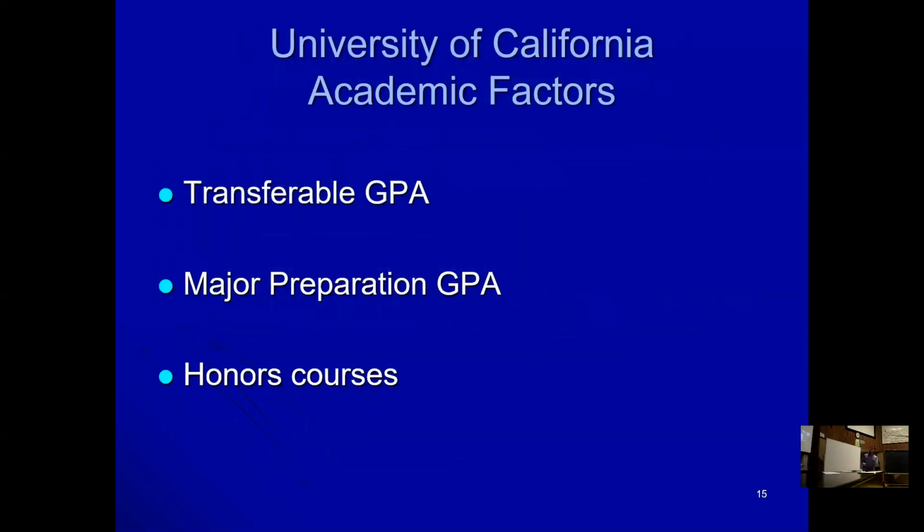All right, so when you're applying to UCs, in the UC application, as I mentioned earlier, there are three main sections in an application. Your academic history, personal insight questions, and extracurricular activities. So from an academic history perspective, this is what comes into play. What is your transferable GPA? Have you done the major prep? And what's your GPA for those particular classes?